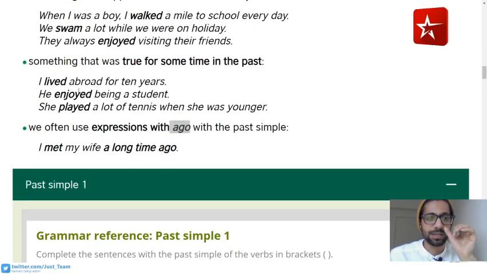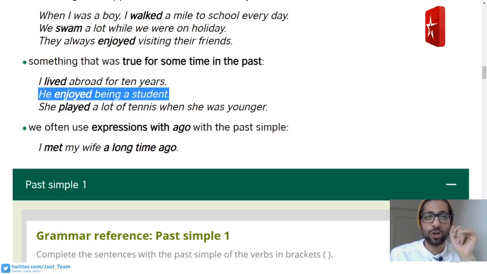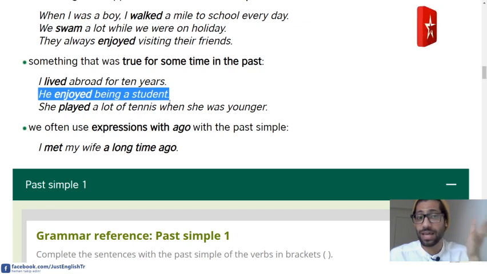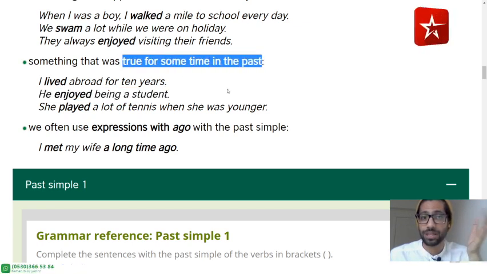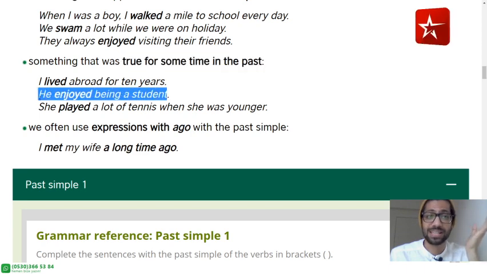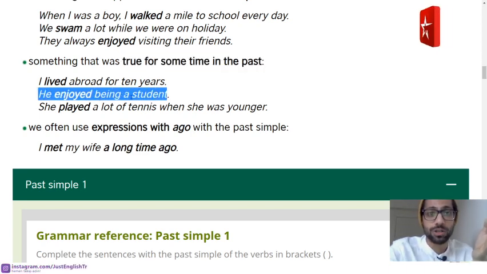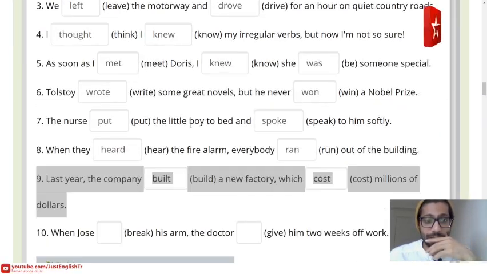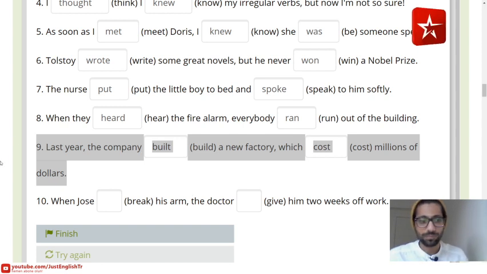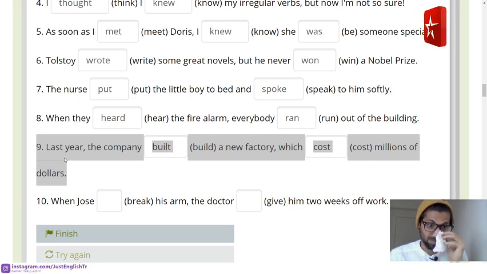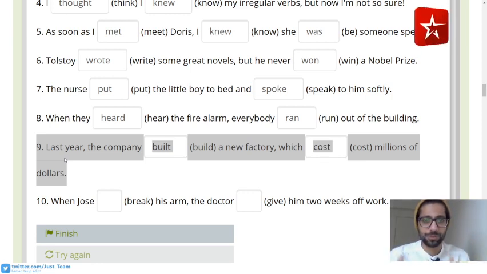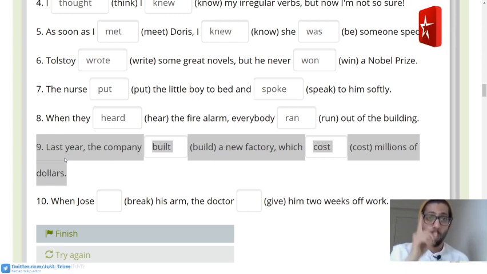However, here we've got like this. He enjoyed being student. He didn't mention any time for true for some time. He didn't mention anything. But he says student, and we know student takes time to finish his year. Okay? So, here, true for some time. 9 here, true for some time, because the factory will take time. Or this is the first perspective. The second one, as Ms. Norsina said, once in the past, which means last year, once in that year, they built the factory.